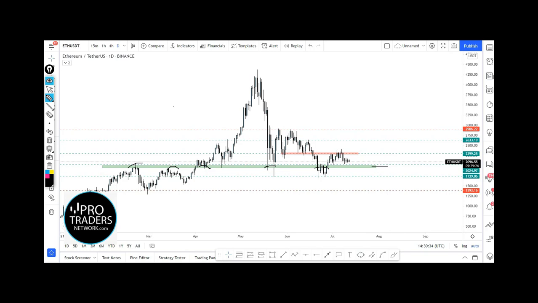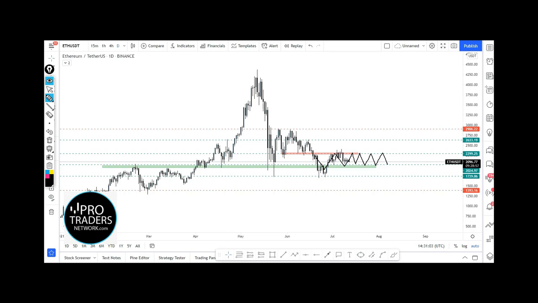What we need to see, if Ethereum wants to hold this area, is for it to move further above this area of 22.99. So let's discuss it. We are bound in this range, we are moving in this range. As long as we are in this range, we can't take any decision on the market direction.